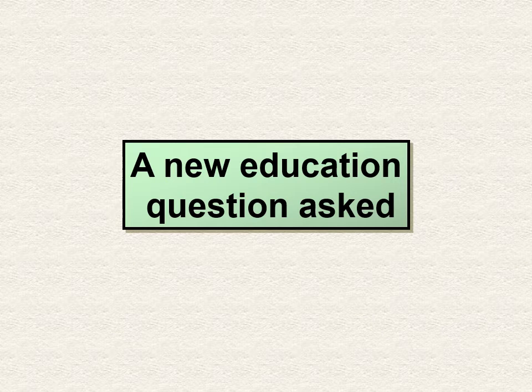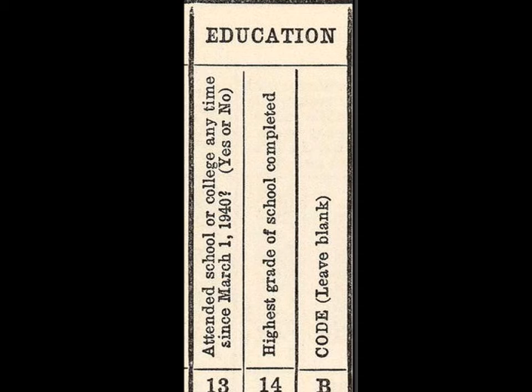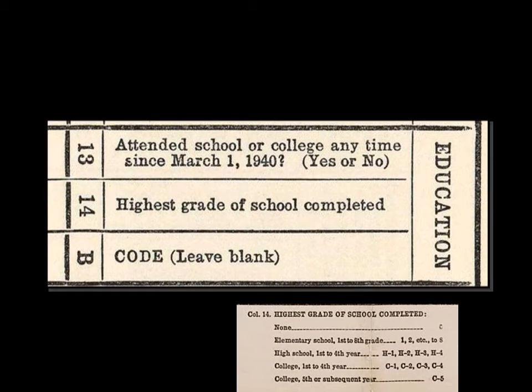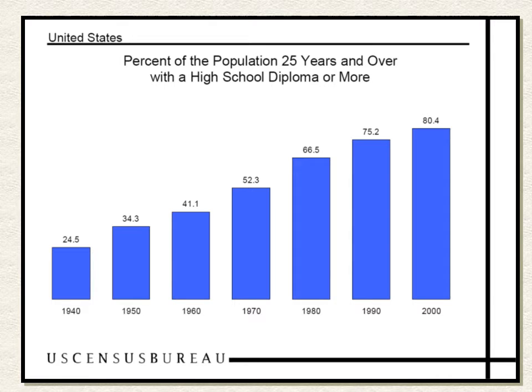A new education question was asked. The idea about whether you could read or write was dropped. And again, the enumerator was given extra help there. And here are the results of a number of different census years. They asked whether, if you're 25 years and older, you have a high school diploma or more. You'll see that in 1940, only 1 out of 4 people had a high school diploma. 1 out of 4.